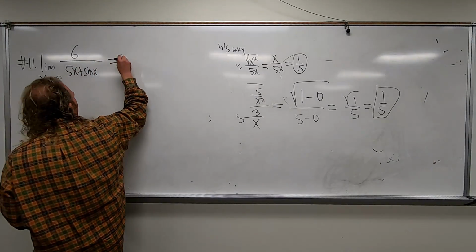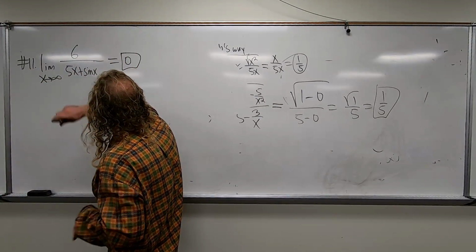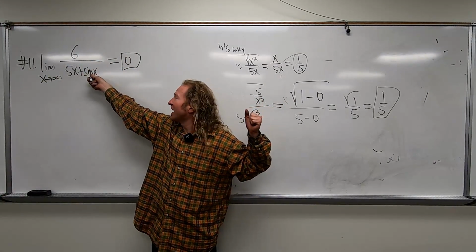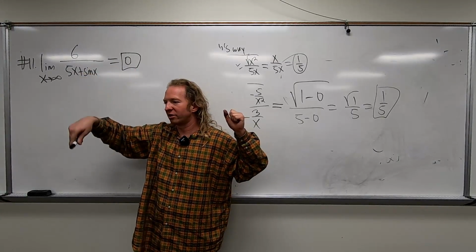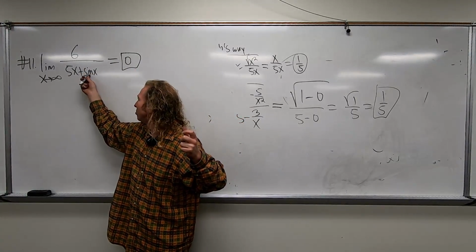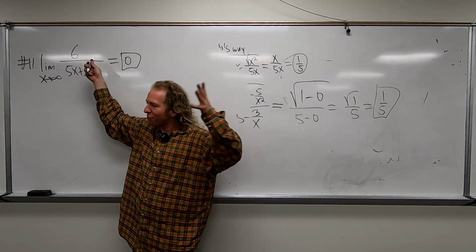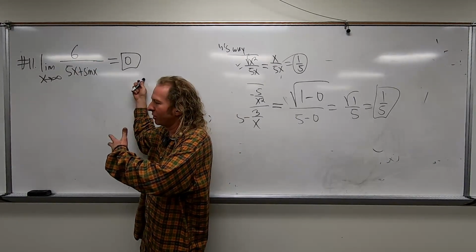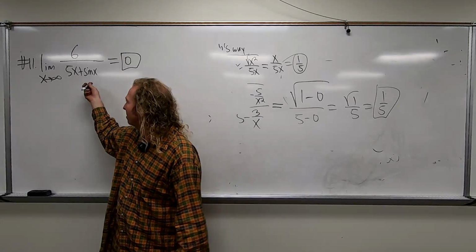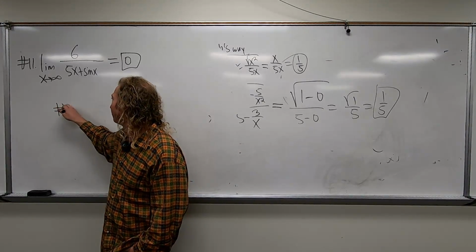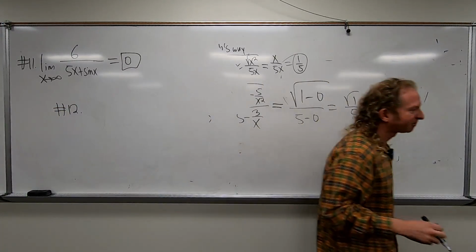So what do you think the answer would be in this case? 0. Yeah, the answer is 0. And I'll explain it. So basically the idea is, the top is just 6. Sine x is a wave function. It just does this. So it's trapped between -1 and 1. And then this is getting really, really big. So you have a number over something getting really, really big. So this is getting really close to 0. So on something like this, you wouldn't have to show work. It's a great question for a test.